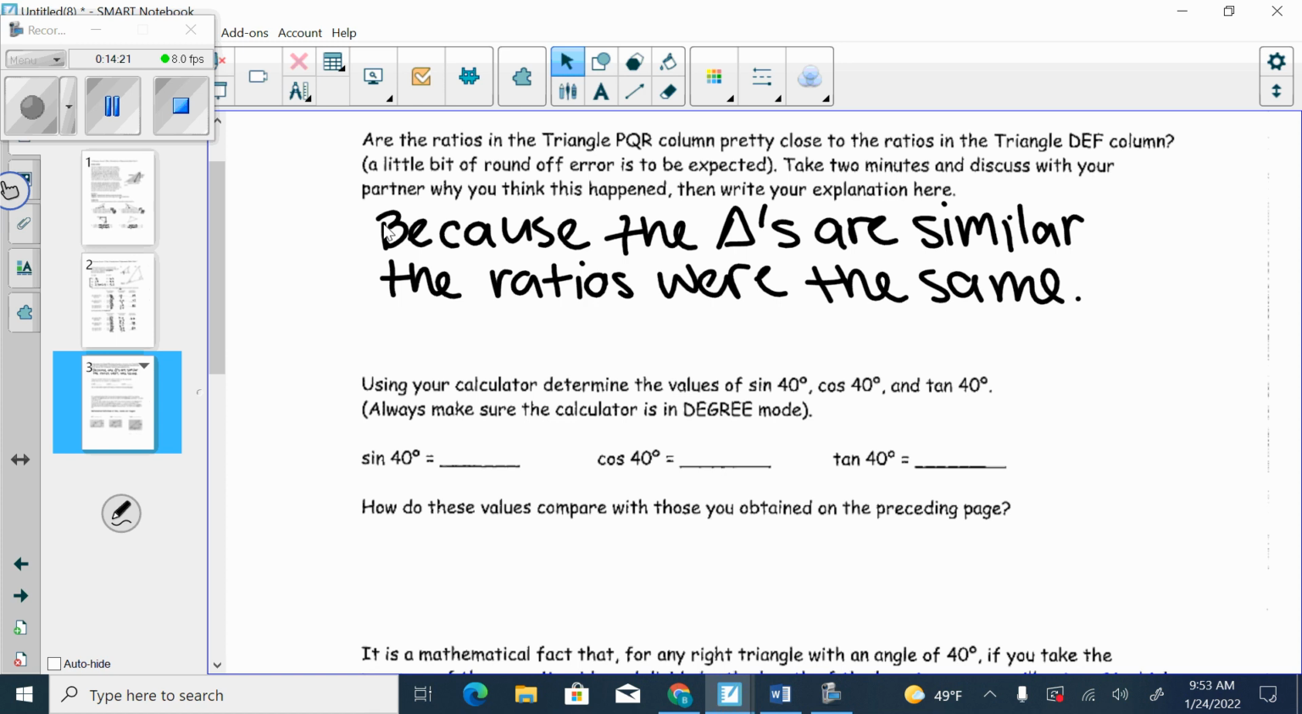All right. Then they want us to determine the values of sine, cosine, and tangent of 40 in our calculator. Before you try and solve it in your calculator, you have to make sure that your calculator is in degree mode. Anytime we're doing these problems, make sure you go in and check before you start solving, because it will give you the wrong answer if it's in radian.